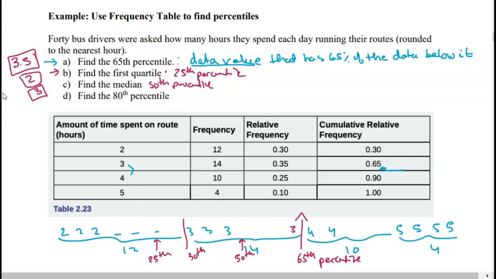The 80th percentile, let's see. So let's look at the relative frequency. At the end of the 4s, we're at the 90th percentile. At the end of the 3s, we're at the 65th percentile. So the 80th percentile must be somewhere in the middle of the 4s. So this is going to be 4. That's it. So that's how you find a percentile using a frequency table.